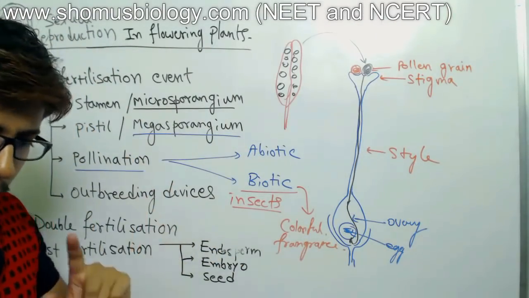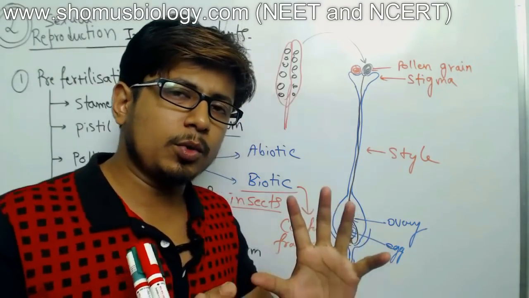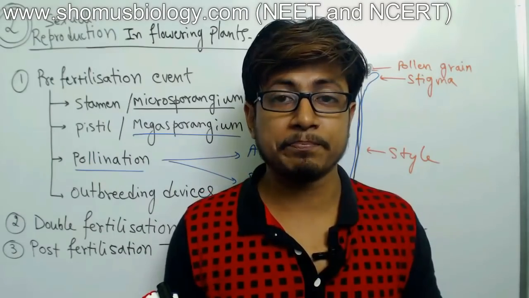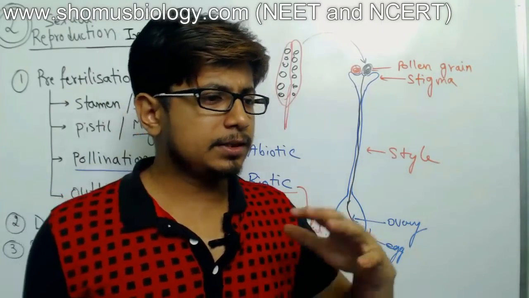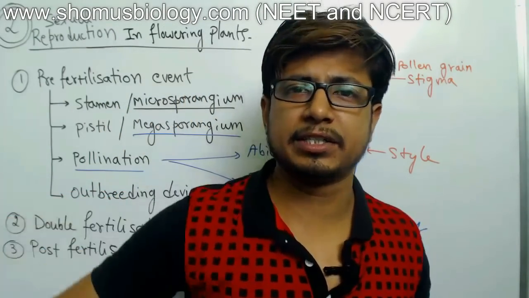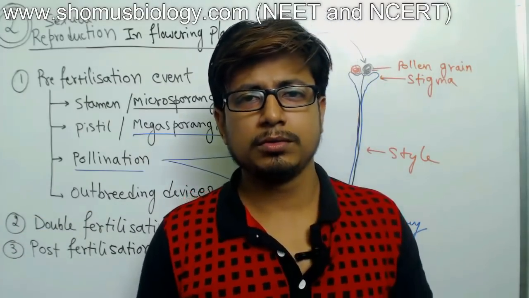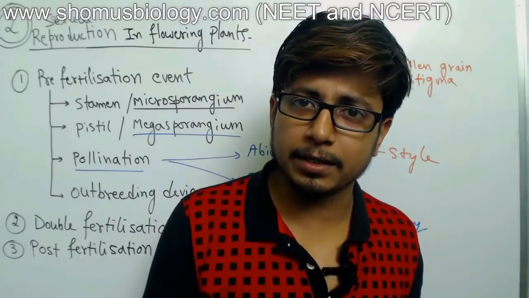No pollinators are required, no insects are required. So what is the difference between those two types? Abiotic and biotic. In abiotic type, this is not controlled by any insects or any other animals to do the job. So will it be beneficial for the plant or not?